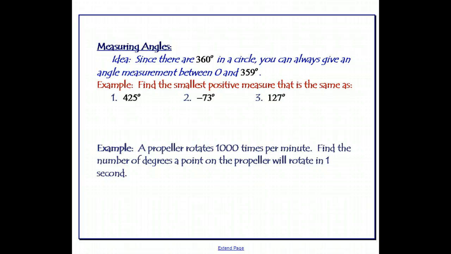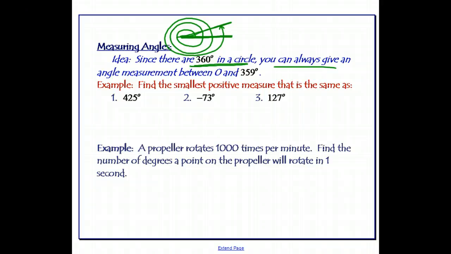Okay, when you measure an angle in a circle, there's 360 degrees. So if somebody rotates around more than once, you could keep adding on 360s and 360s. But if all you were concerned about was the size of the angle from where you started to where you ended, then you really don't need to give an answer bigger than 360. You can always give something between 0 and 360. There's no need to give an answer bigger than 360.